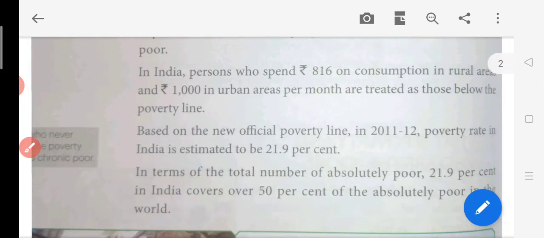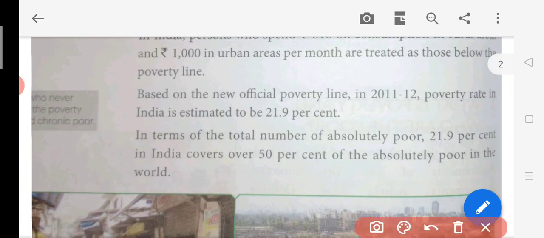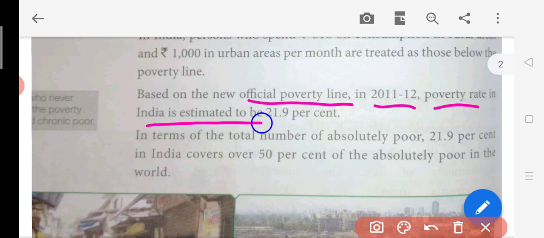Now, based on this new official poverty line of 2011-12, the poverty rate in India is estimated to be 21.9%. So these many poor people are lying under the poverty line.